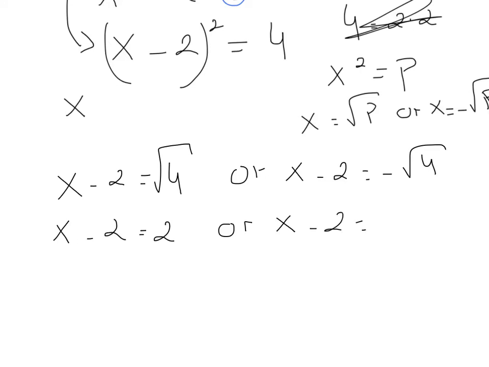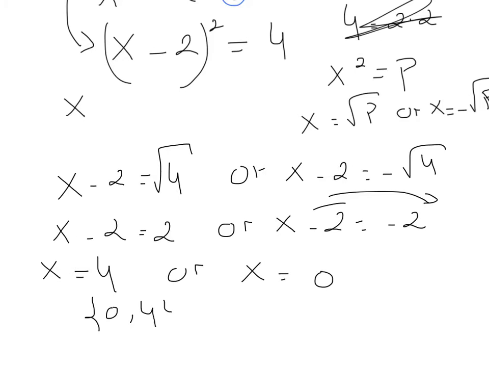x minus 2 equals minus 2. Here we have x equals, well, negative 2 will move to the right-hand side. So x equals, well, negative 2, this will be positive 2, so there will be 4, or x equals 0. So we have two solutions, which are 0 and 4.